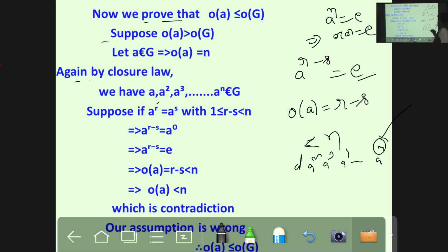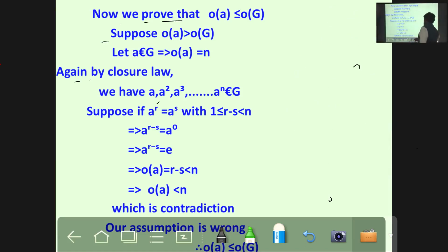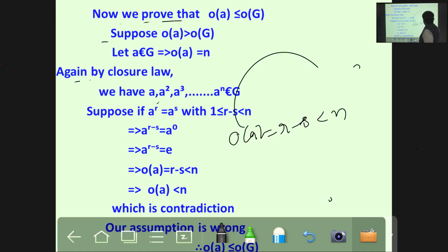Suppose we take r equal to 5 and s equal to 2. Then r minus s is 5 minus 2, which is 3, and 3 is less than n, because n is the largest, the order of g, since g is finite. Therefore, the order of a, equal to r minus s, is less than n.